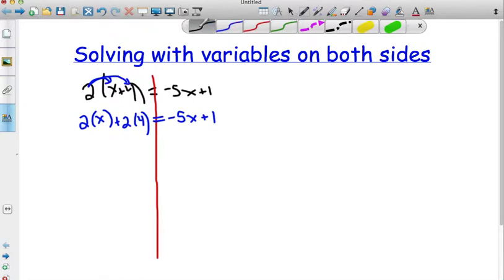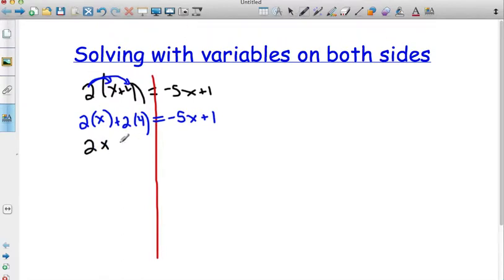On the left side, we can go ahead and simplify. 2x plus 8 equals negative 5x plus 1. Now the difference here from what we've seen is that if you think back, the purpose of solving equations is to try to isolate the variable on either the left side or the right side, and it really doesn't matter which one you do, but you want to get the variable by itself.